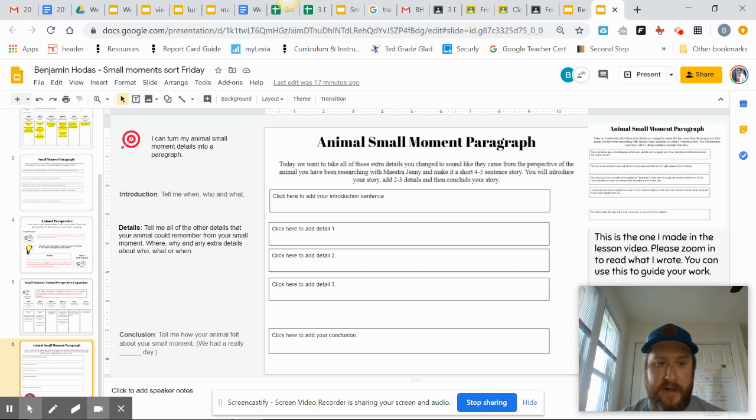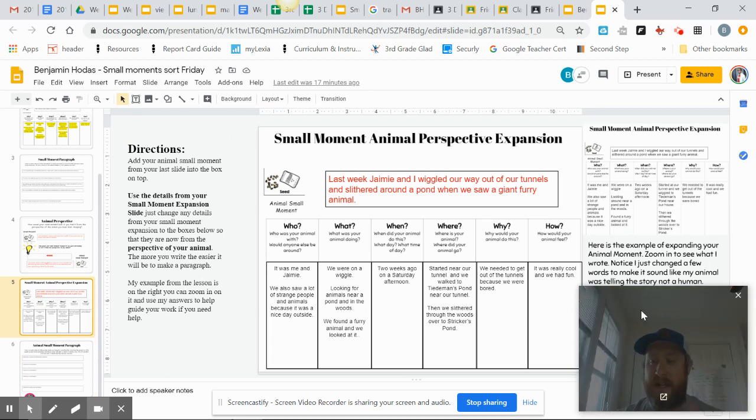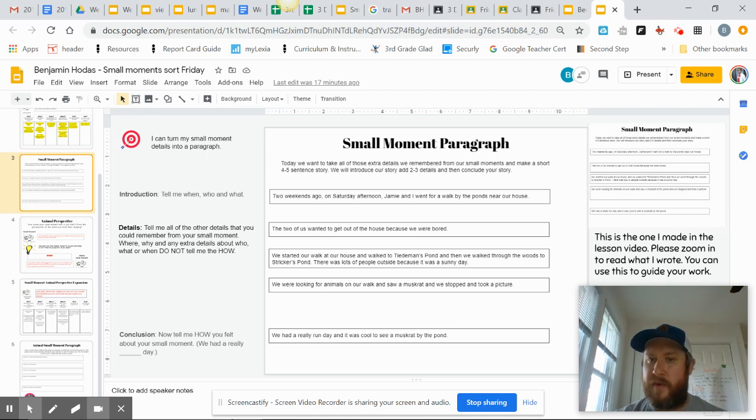The main ones are going to be slide number 5. That should be the expansion, where we thought about all those little bitty details from the animal perspective this time. And the other one is the small moment paragraph you made from the human perspective. This is something we're looking to get towards.